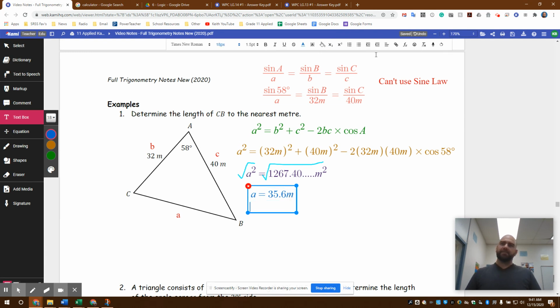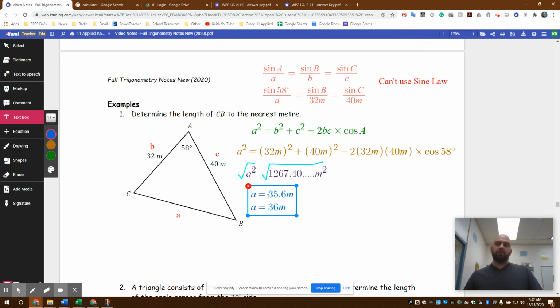Or, and in this case here, it asks us to do it to the nearest meter. So A is equal to 36 meters. Okay, so that's going through and solving for that side length. Now, quick little thing that you'll notice here, 35.6 is right between 32 and 40. That means that 58 is our middle angle, okay? That means that C is going to be our biggest angle and B is going to be our smallest angle, and A is our middle angle in that case there.